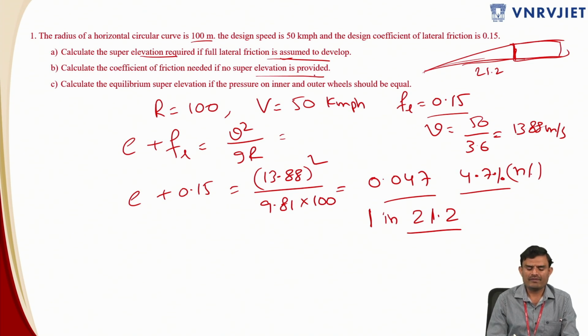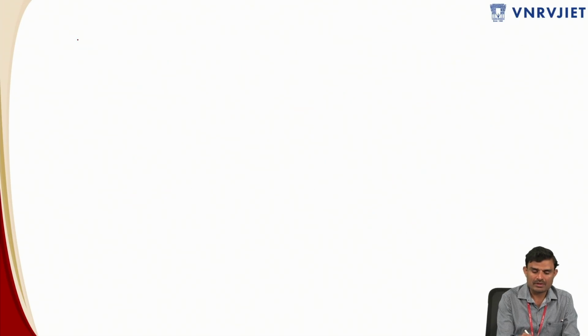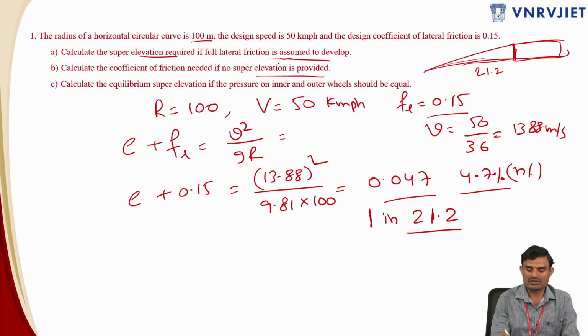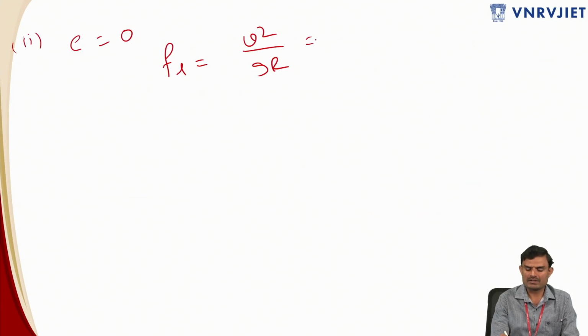He is telling that if no superelevation is provided, if you are providing superelevation as 0, it means e is equal to 0. So this is the second question. So e is equal to 0. It means you have to take only the design for f_L, the lateral coefficient of friction. So f_L is equal to V²/gR. Only thing is what has been given in the question is that no superelevation is being provided. So the entire centrifugal force has to be balanced by only the lateral coefficient of friction. Therefore 13.88 whole square divided by gR. You'll get somewhere around 0.19.